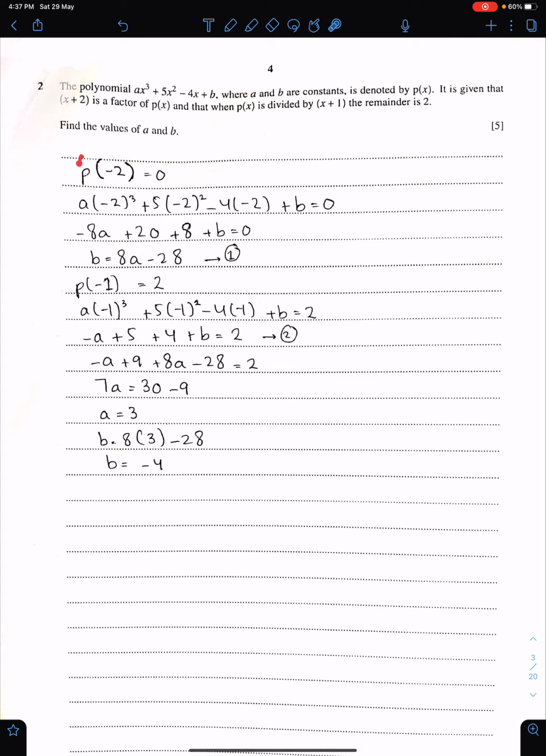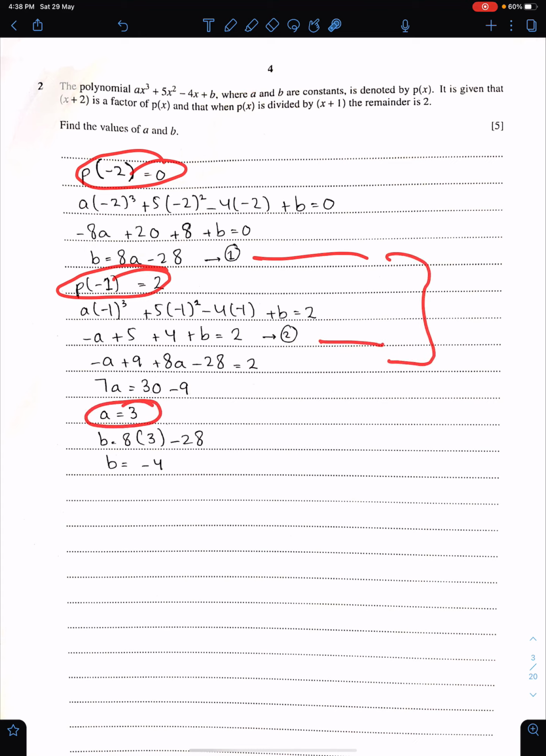So these two conditions are very important. Make sure you extract the given information correctly. And with the help of these two conditions, form two equations, 1 and 2, solve these two equations simultaneously and get the values of a and b.